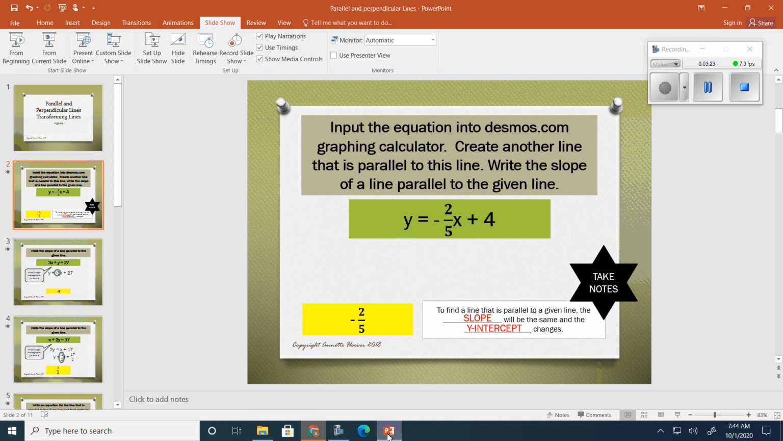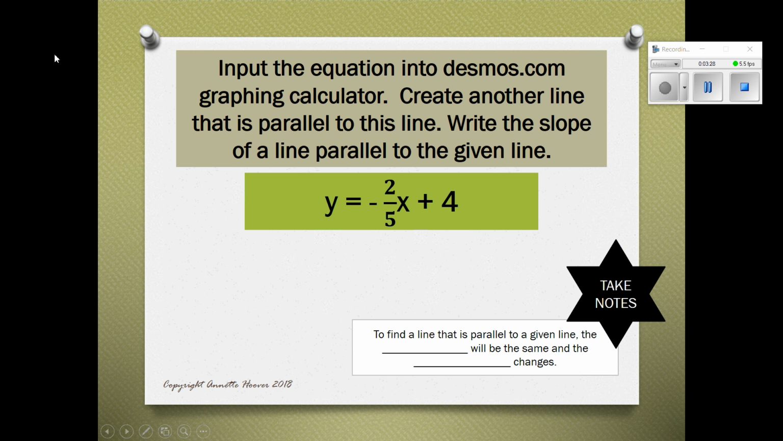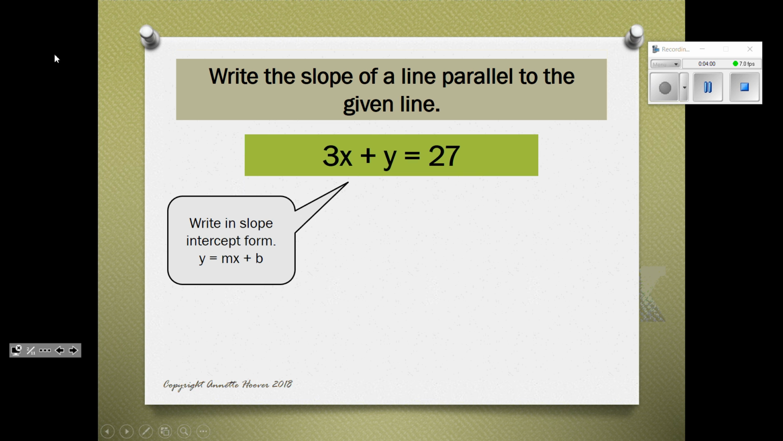So let's go back to what we were doing here. Input this equation into desmos.com. Create another line that is parallel to this line. Write the slope of the line parallel to the given line. So if you're taking notes, down there at the bottom box, to find a line that is parallel to a given line, the slope will be the same and the y-intercept changes. So the slope would still be negative 2/5, and we just decide where we want to cross the y-axis. So that's not too difficult.